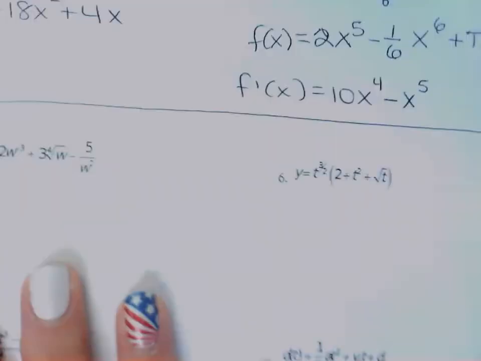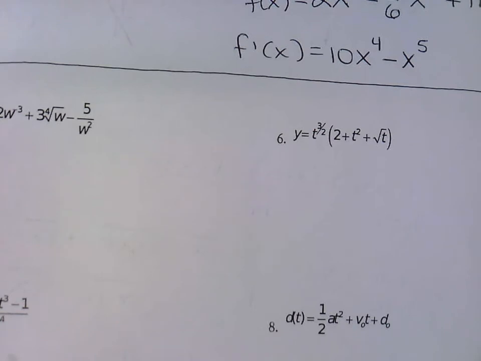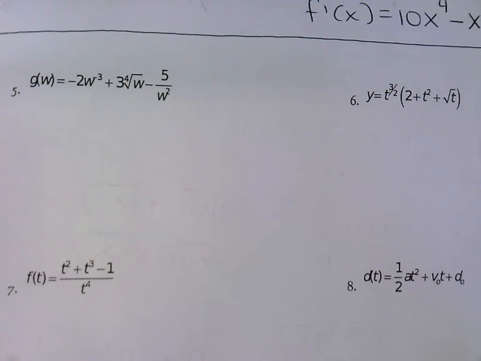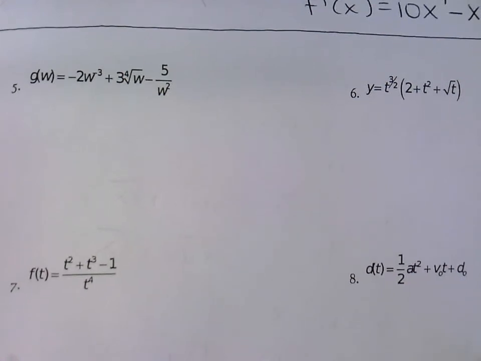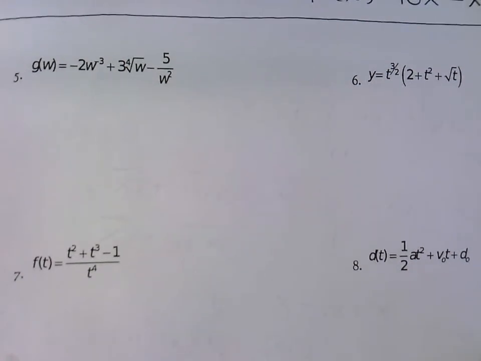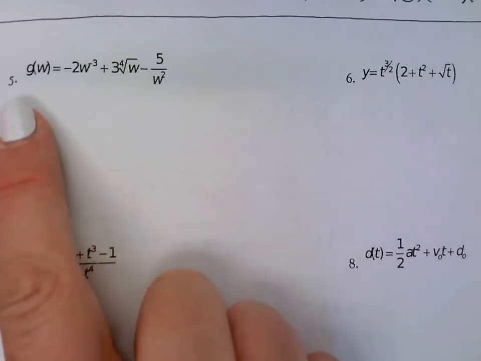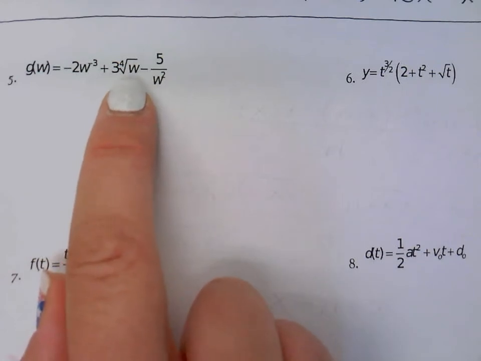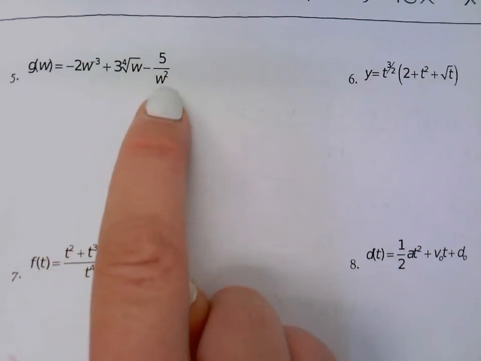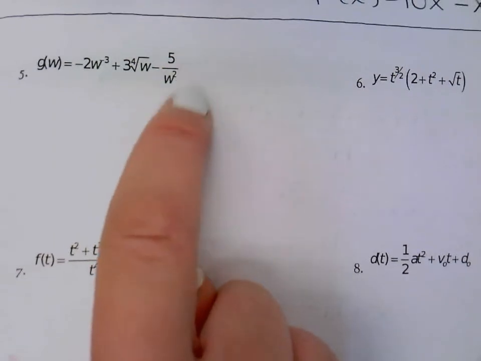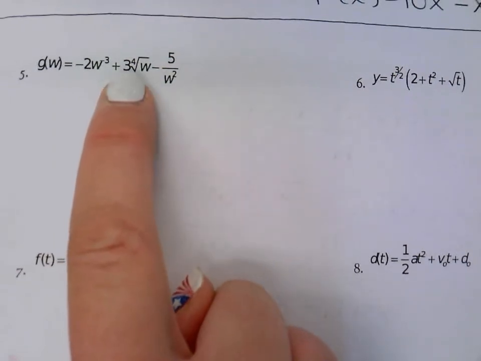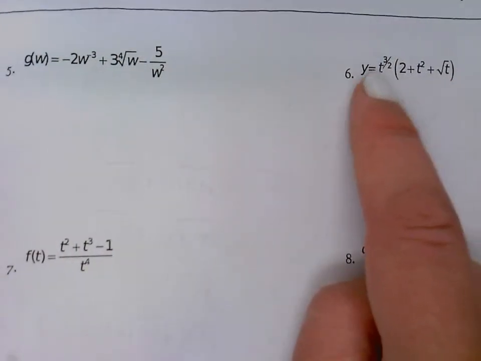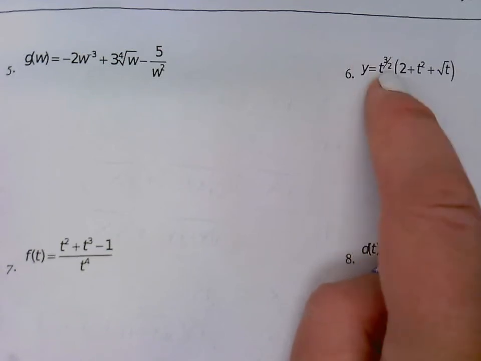So I'd like you to take a couple minutes and try to simplify the back number 5 through 8 problems. Now on some of these, before you apply the power rule, you're going to have to do a little simplifying. So for example, on number 5, before you do the power rule, you might have to change this to a fractional exponent. You might have to change this to a negative exponent. So you don't want to do it with fractions in the problem or radicals in the problem. And like on number 6, before you start doing the derivative, you're going to have to distribute the t to the 3/2 to all 3 terms.